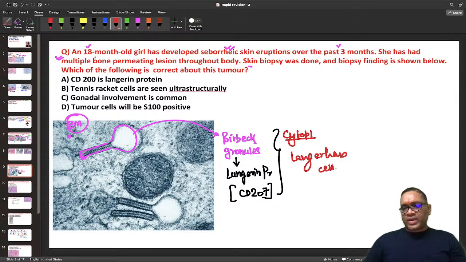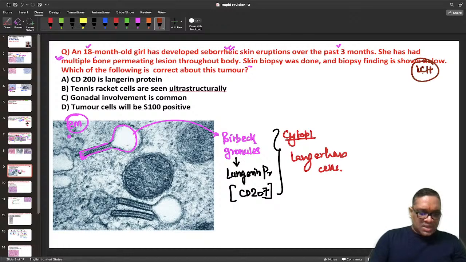So once you find this langerin protein, CD207, and Birbeck granules in the cytoplasm on electron microscopy, that will confirm the diagnosis of which disorder? Langerhans cell histiocytosis, right? So this is a picture of Langerhans cell histiocytosis. In Langerhans cell histiocytosis, which of the following is correct about this tumor? One by one we will see.